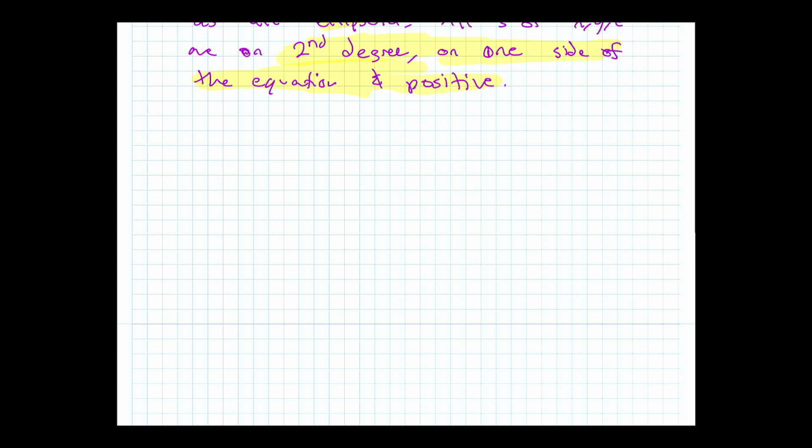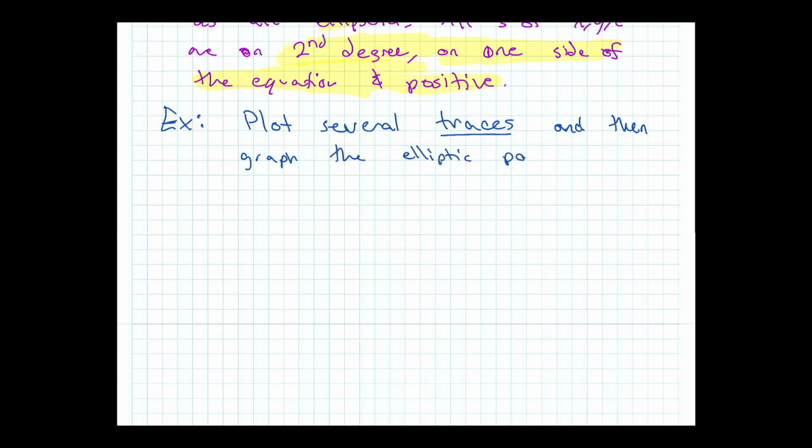So here is a shape. And I'm going to say example. I'm going to say, plot several traces, which we haven't defined, and then graph the elliptic paraboloid, x squared plus y squared over 2 squared, I'll say it the way they did, equals z over 5. Okay, so that's what we're trying to plot.